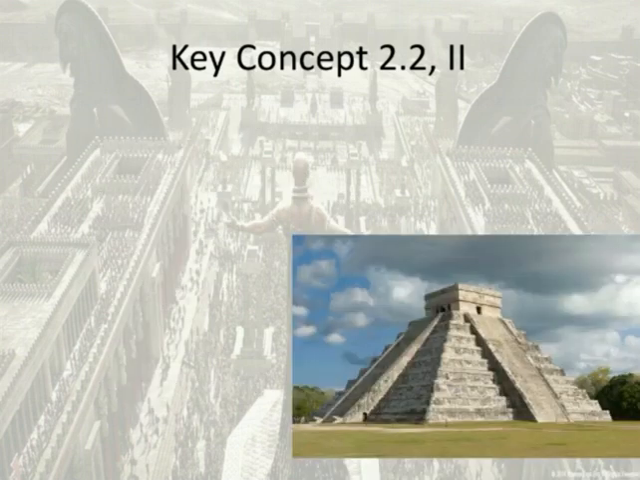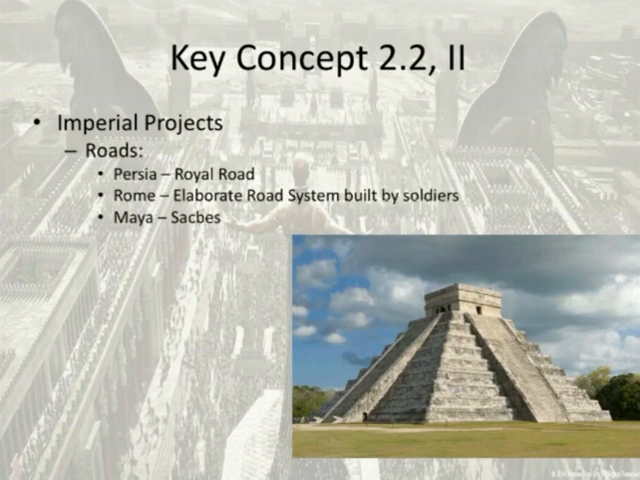In addition to these things, you see the development of imperial projects. So roads are a big deal throughout many of these empires. Persia is, of course, well known for its royal road. Rome is well known for its elaborate road system that was used and built by soldiers throughout the empire. Lesser known, but I think kind of cool, the Maya had created causeways that connected city-states known as sacbeob, that allowed many people to move, which of course was useful for the Maya when they were in decline and they needed to move to new areas in order to sustain life.